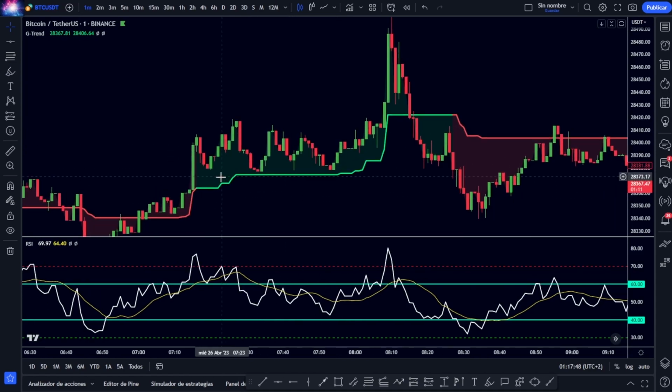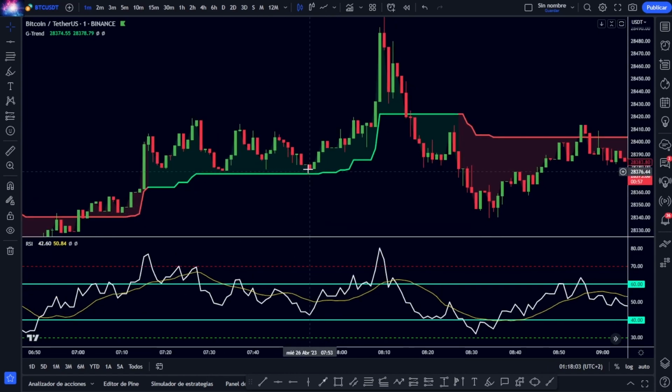In this case, we already have the green zone. We look for those pullbacks, but not just any pullback, but we have to be prepared for the moment that one of those pullbacks occurs. In the area between the two lines that we have placed in the RSI, the cut occurs, in this case bullish, of the yellow average.